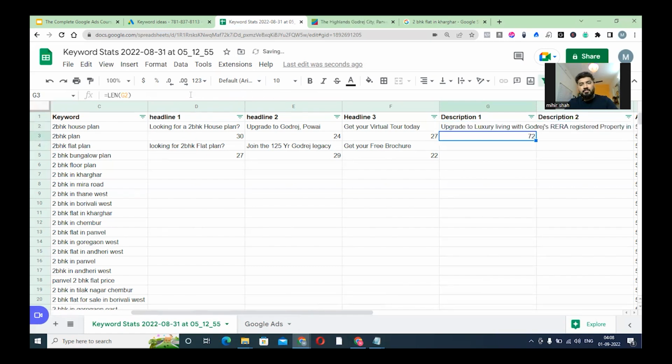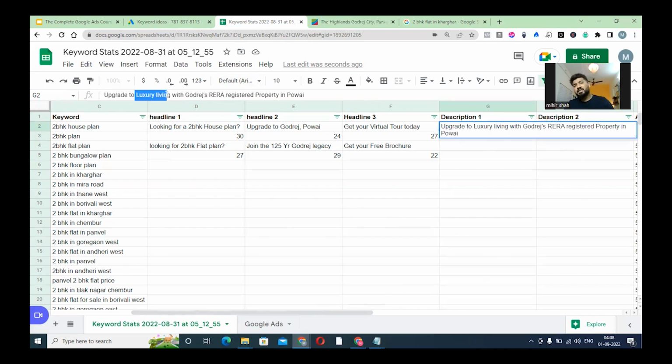RERA registered property in Powai. So I brought everything under the limit of 90. Upgrade to luxury living. So I use the same thing. I talked about luxury living. Instead of luxury living, we can talk about get your dream home, get your first house, all these things.